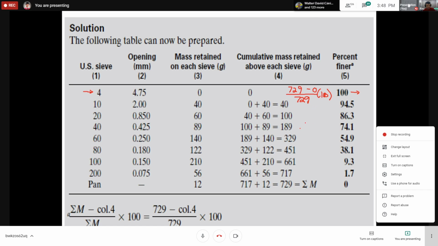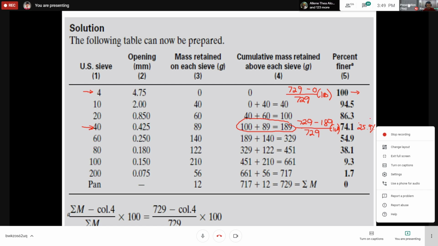So let's go through this particular kaning 74.1. So that's 729 minus the cumulative mass, which is this one, 189, 189 all over 729 times 100. So let's say ang na-generate na percent finer is 74.1%. So kaning 74.1% is muna siya ang ni-pass through sieve number 40. Nya kaning 89 nga mass retained is of course muna siya ang 25.9% retained, di ba? Muna siya ang 89 na mass.